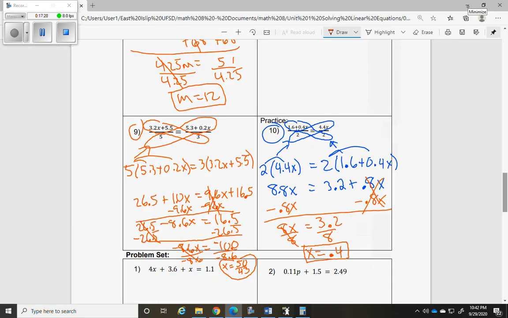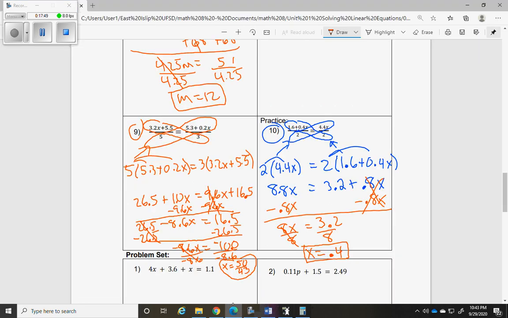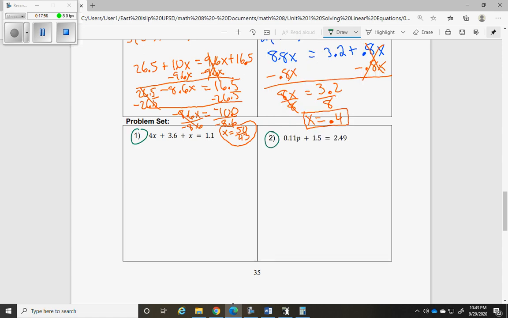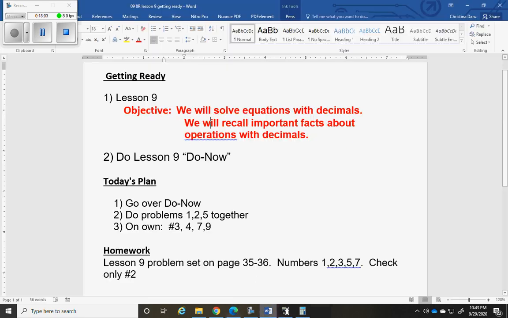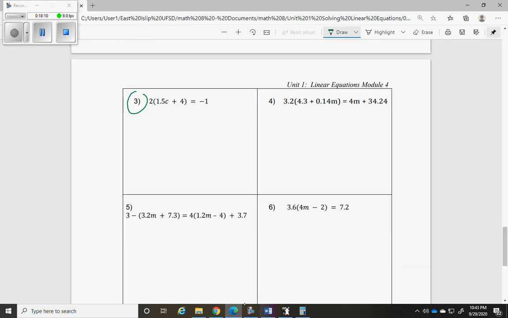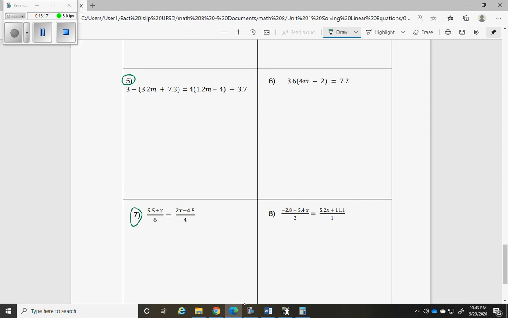But those are the problems I want to do in class. The rest you have is homework. On homework, I want you to do 1, 2, 3, 5, 7, and I do want you to do one check for number 2. I'm not going to make you do all the checks, but we do have to practice those checks. 1, 2, 3, 5, and 7. Let's go mark those. So for homework, let me change my color into green. 1, 2, and right over here, check so that you don't forget. And 1, 2, 3, 5, and 7.